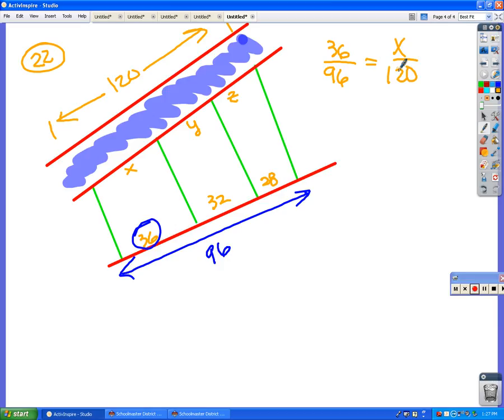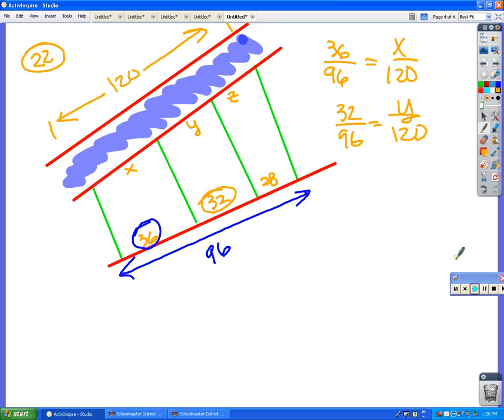So now that you've seen this, can somebody else give me a way that we can figure out what y is? Just anybody at all. Okay, good. Now we can do the same thing, but if we're going to figure out y, we're going to go 32 over 96, because 32 is what matches up with the y, equals y over 120, and then solve that. It should be easy now.